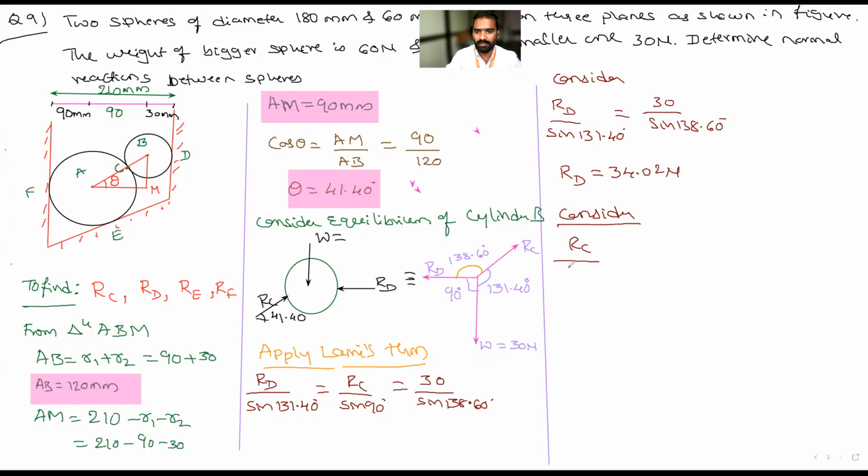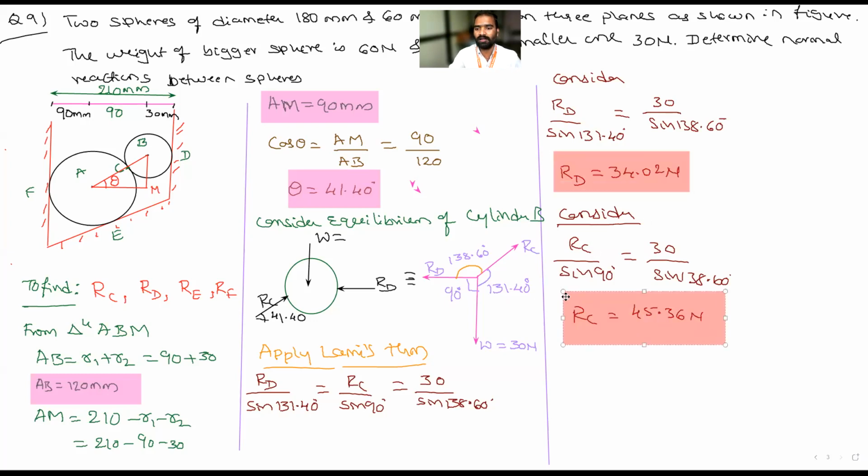Next, consider the second and third terms. RC divided by sine of 90 is equal to 30 divided by sine of 138.60. Calculate the value of RC. It is 45.36 Newton. Only a few students are active. Remaining students, are you there in the class? All of you have to calculate. I have calculated RD and RC.